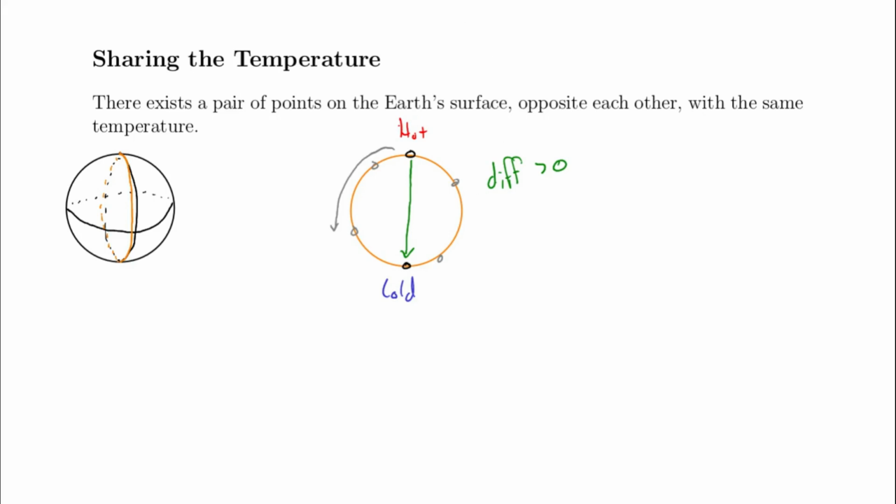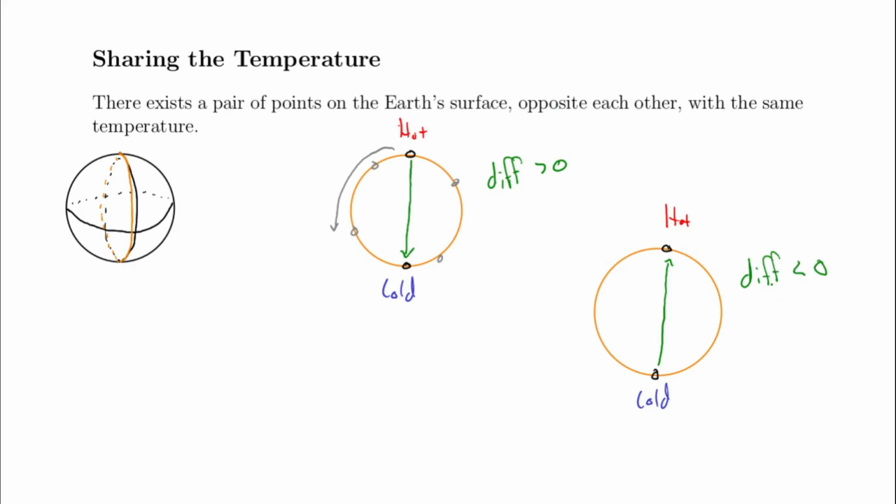We're going to keep looking at the difference between these temperatures. What we'll notice is that eventually we're going to end up with the opposite pairing of points, where we're looking at this difference in temperatures. We rotate this around halfway around the circle. Notice that the temperature on the surface hasn't changed. It's still cold here, and it's still hot here, right? This means that our difference is now suddenly negative.